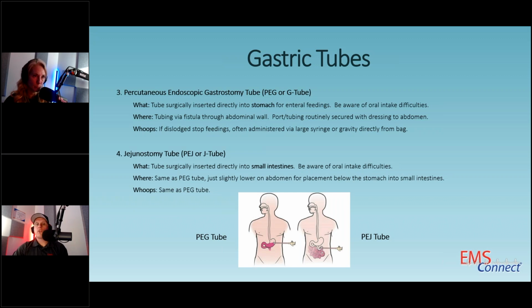It's nice because I think we're seeing more and more protocols that are allowing EMT and BLS providers to transport patients with these devices already in. Yep, because you're not really doing a whole lot with them.